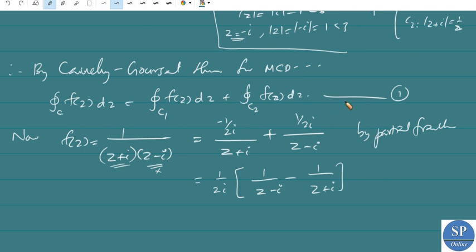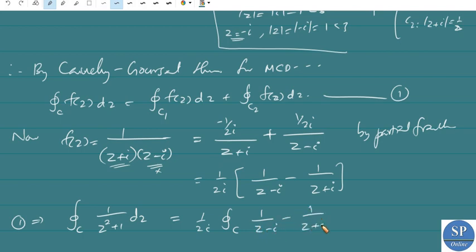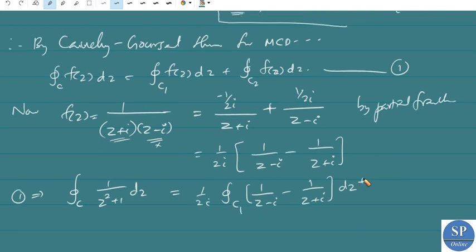Okay, so by Cauchy-Goursat theorem we already have the integral over C of f of z dz, where f of z is 1 by z square plus 1, equal to the integral over C1 of f of z dz plus the integral over C2 of f of z dz. Clear? That is 1 by 2i integral over C1 of (1 by z minus i minus 1 by z plus i) dz, plus 1 by 2i into the integral over C2 of (1 by z minus i minus 1 by z plus i) dz.